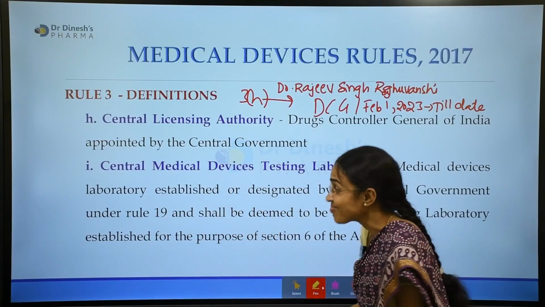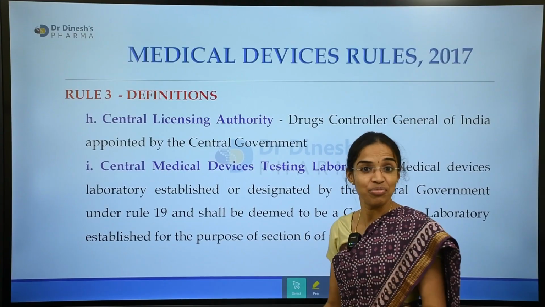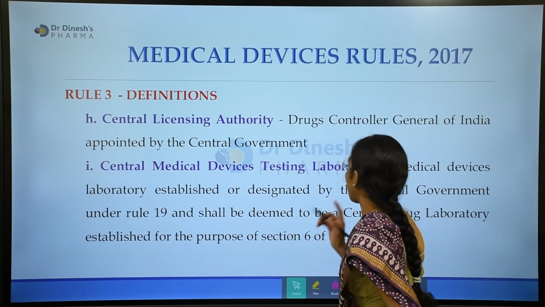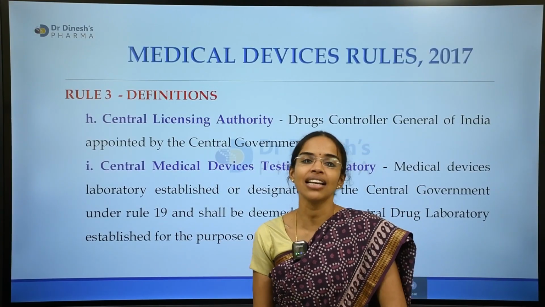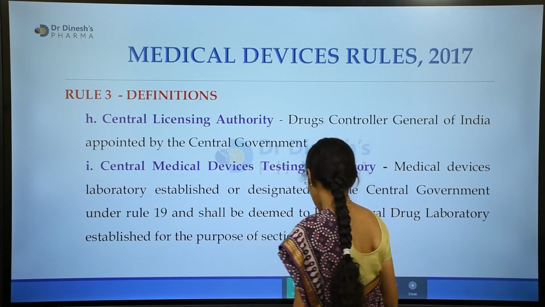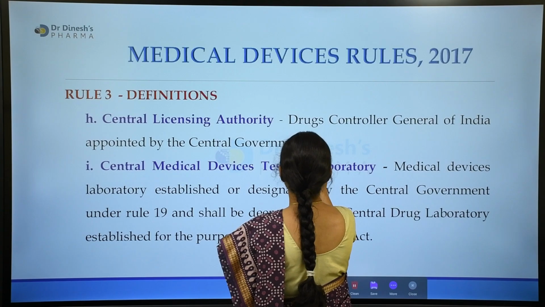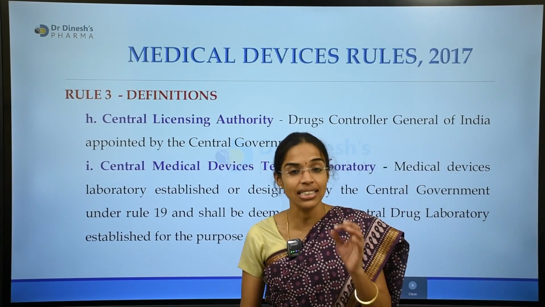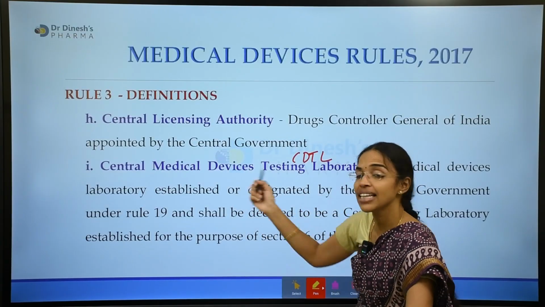Okay, and moving to the next. So it's very good if it appears. The next one is the Central Medical Devices Testing Laboratory, 3I. All the testing laboratories are considered CDTLs, Central Device Testing Laboratories, not Drug Testing, Central Device Testing Laboratories, CDTLs.